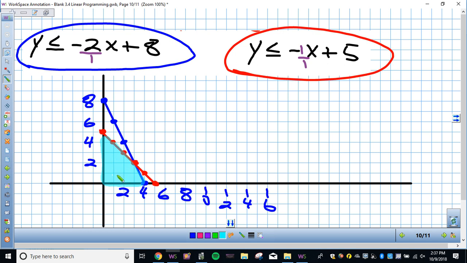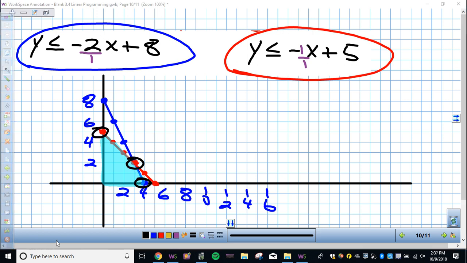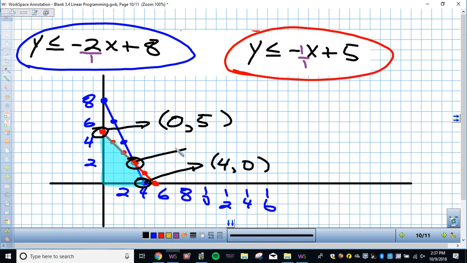So we're shading right here in the corner, which means we need to grab this point where they intersect and the y-intercept for the red line. So the y-intercept for the red line is 0, 5. Again, super easy to mix up and write 5, 0 instead, so just be careful with those. This point on the x-axis here is 4, 0. And the place where they intersect is 3, 2.